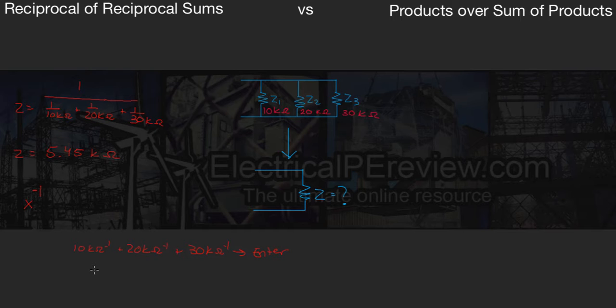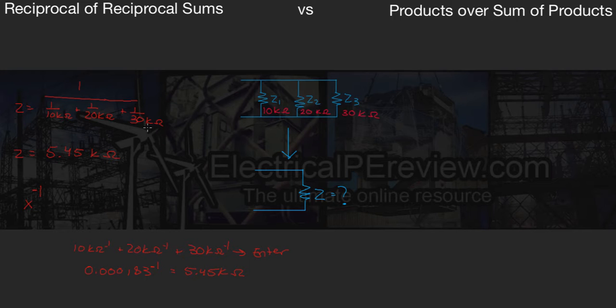That would give us, it looks like something like 0.000183. That's the answer for the sum of these reciprocals. If you go ahead after you hit enter, if you just hit the -1 button one more time on your calculator, it'll do the final reciprocal for you, and you'll get the answer of 5.45 kiloohms. I find that this is the easiest way to do it when you're working on your calculator.